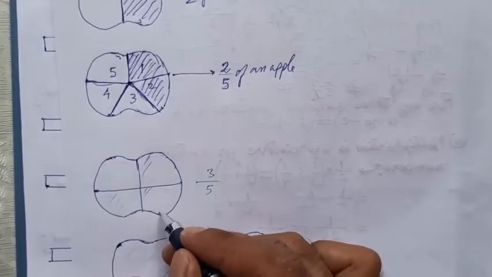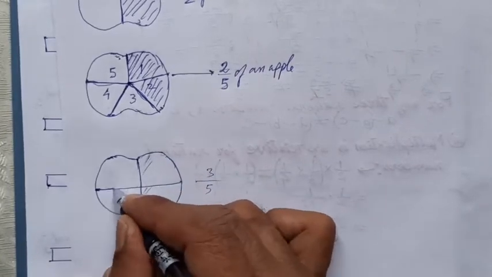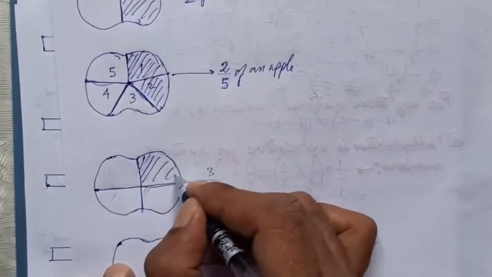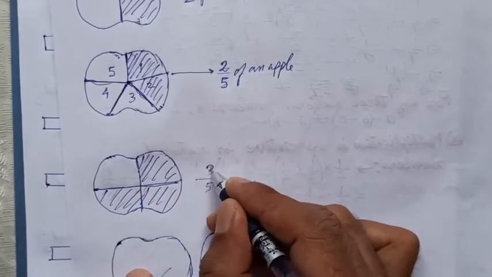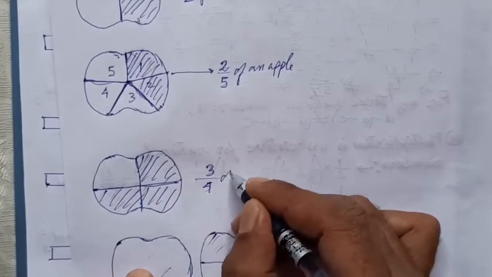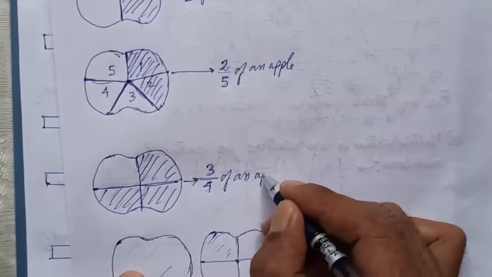And here you see, here is an apple, and I divide into this 4 equal parts. I take this portion, and this portion. That means 3 portions. Now this is 3 by 4 of an apple.